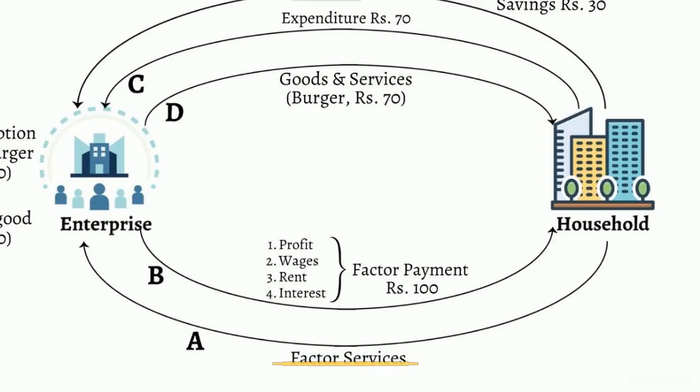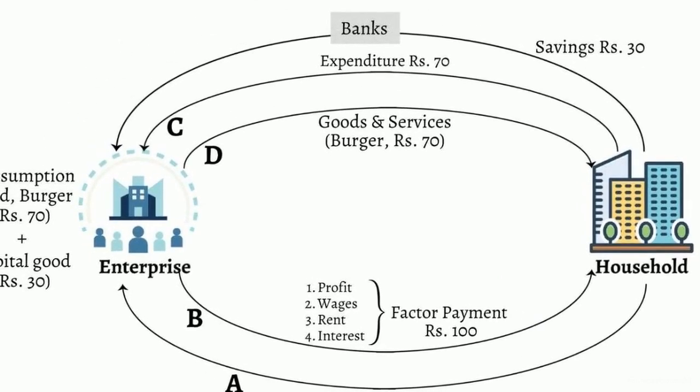This diagram shows the circular flow. The household provides factor services to the enterprise. In return, the enterprise pays the household wages, rent, interest, and profit. These factor payments add up to the 100 rupee market price of the burger produced. In case 1, the household earns 100 rupees and spends it all on consumption. Because no resources were saved to create capital goods, the economy remains static.